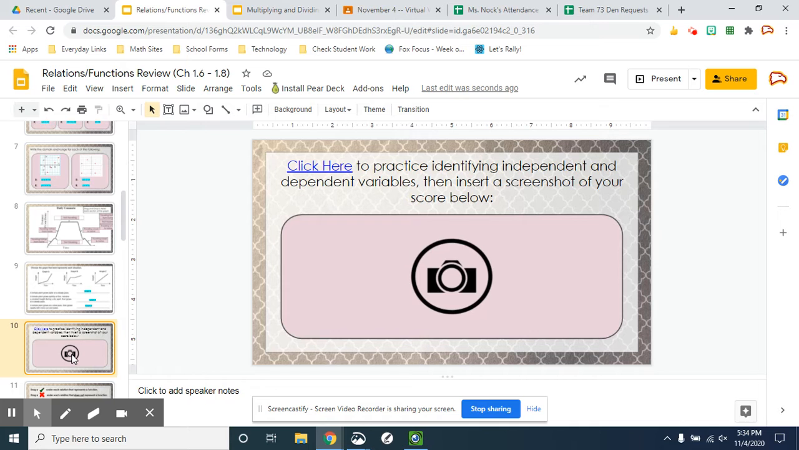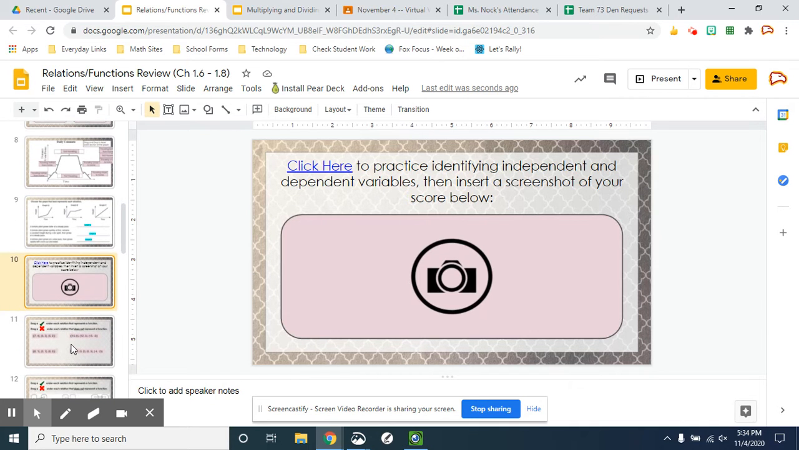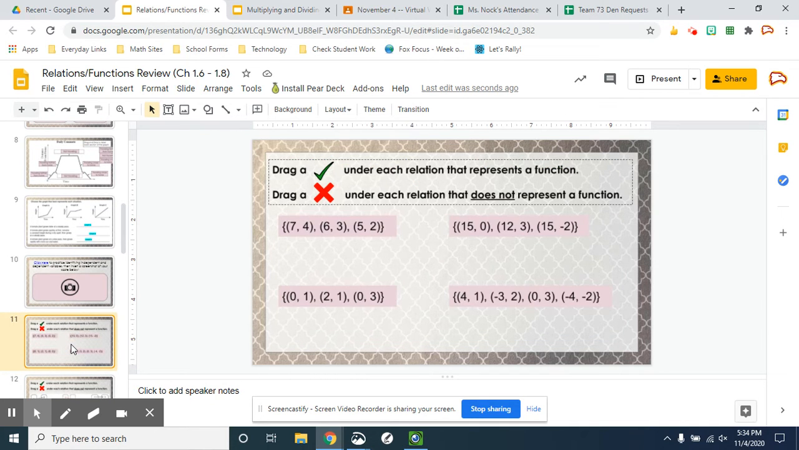All right, this one, obviously, you can do on your own. We're not going to do that one together. All right, so drag a checkered X under each relation that represents a function. So there's a couple ways you can do this. I'm going to do this by making a mapping, just to make life a little bit easier. So let's see here. I'm going to write the ordered pairs on my little board, and then I will show you.